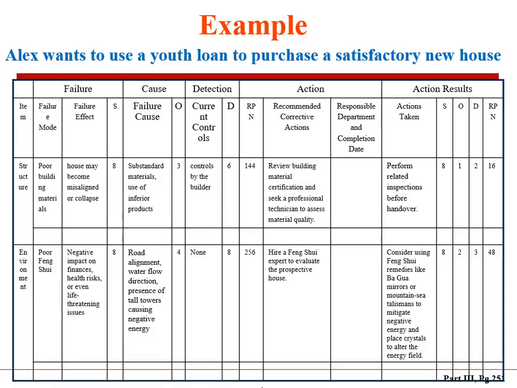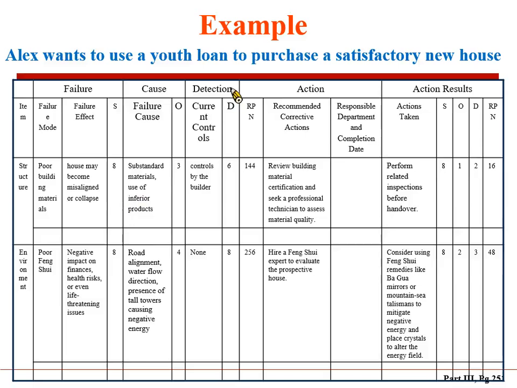Okay, so this is an example of buying a house. Okay, maybe some have very moldy, poor building materials. Maybe from the structure, poor feng shui, from the environment. Okay, the value effect, that means the impact of the mold, and S is severity, how bad, how dangerous. Okay, and we list the value cause.